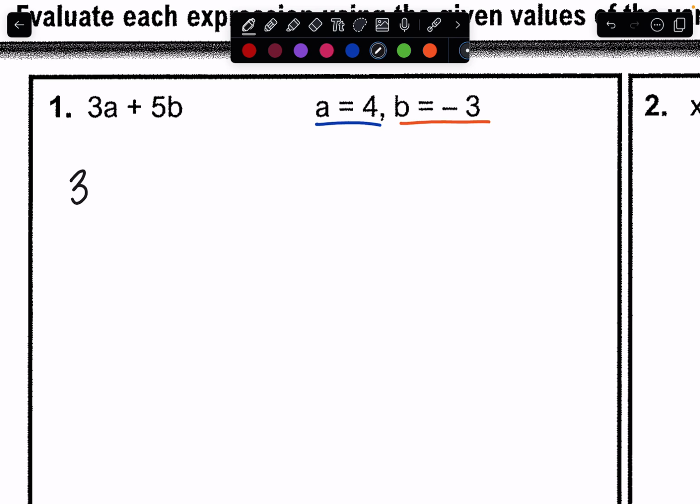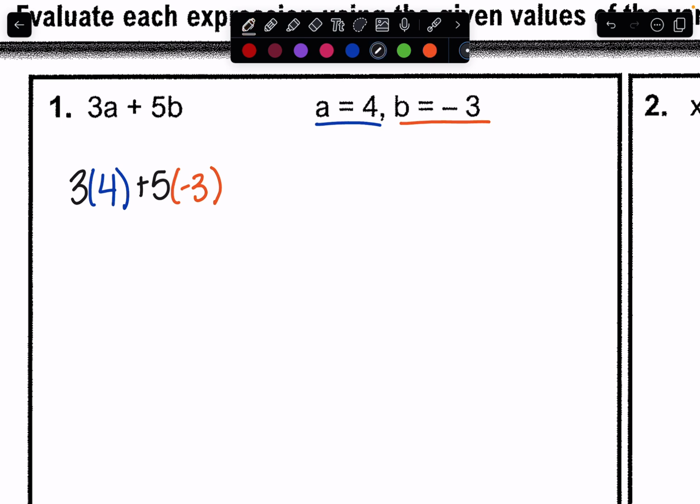I see 3a. Because I see the letter A, I am replacing that with 4 in parentheses. Then I'm going to write plus 5. I see the letter B, so I'm going to replace B with -3 in parentheses. Again, that is multiplication. And so that's all I'm doing. Notice how I did not change the 3 or the plus or the 5. I just changed my letters.